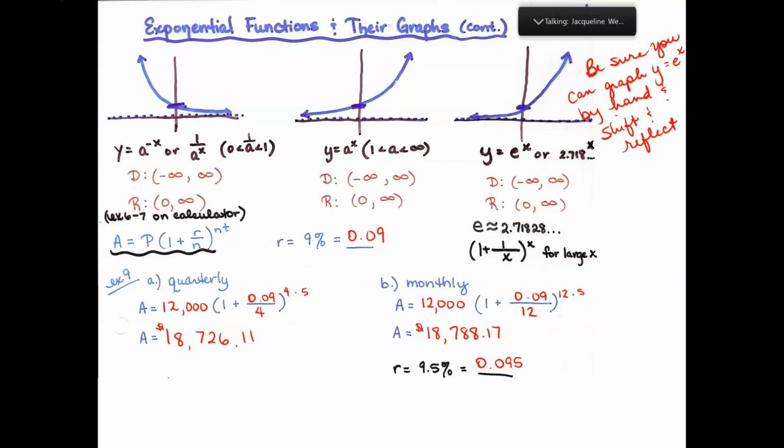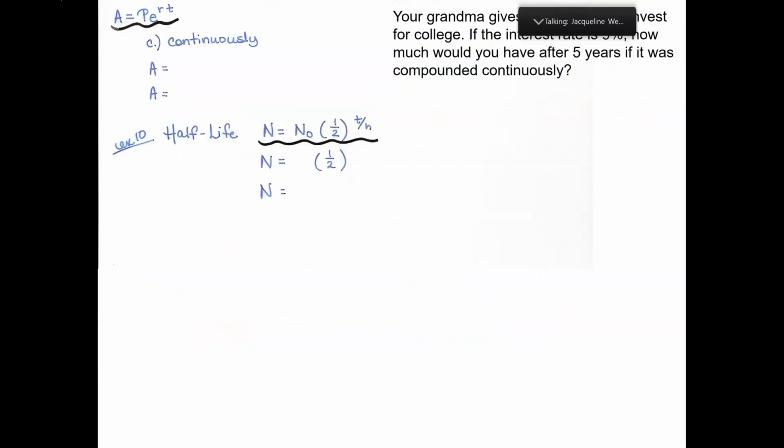Now, here's where e comes into the picture, is that you can have continuously compounding interest. All right. So your grandma gives you that same $12,000 to invest for college. Interest rate is still 9%. How much would you have after 5 years if it was compounded continuously? So continuously literally means every second of every minute of every hour of every day. So the more it's compounded, the more money you make, right? So I would think this is going to be a ton more money. Actually, it's a little bit more. It's not a ton more.